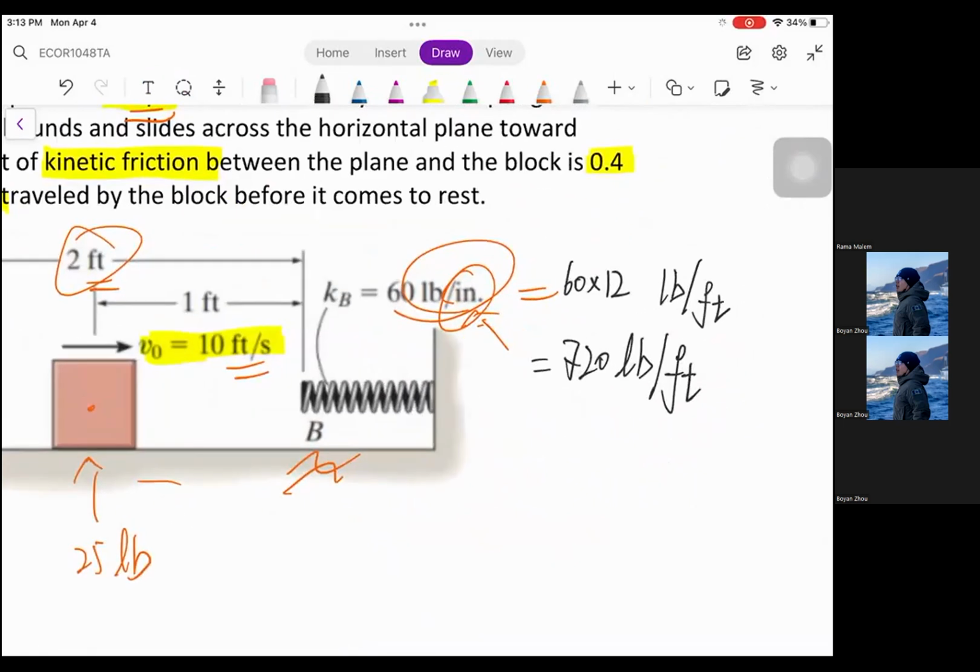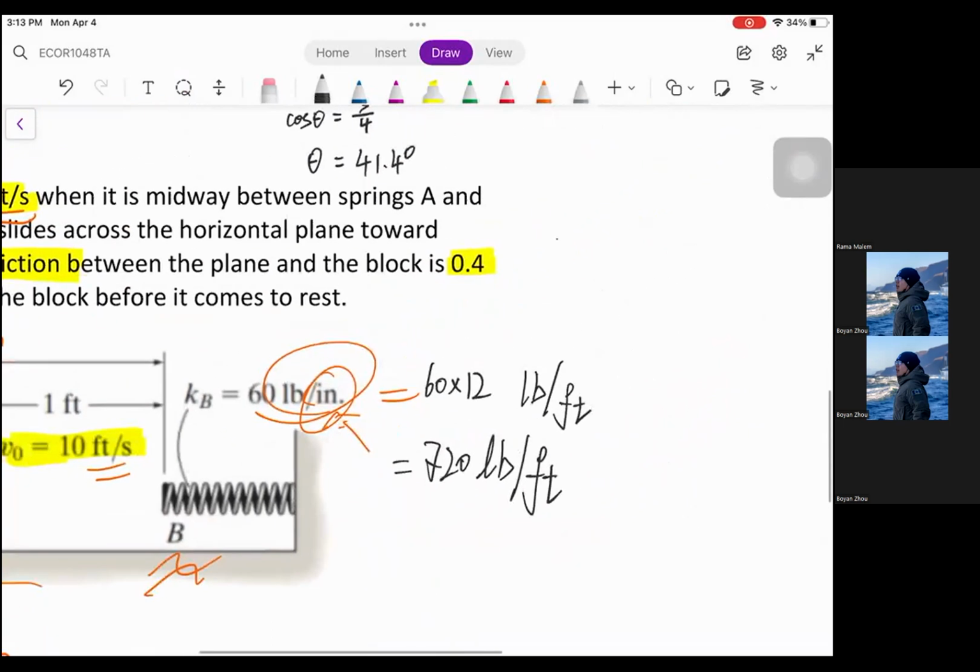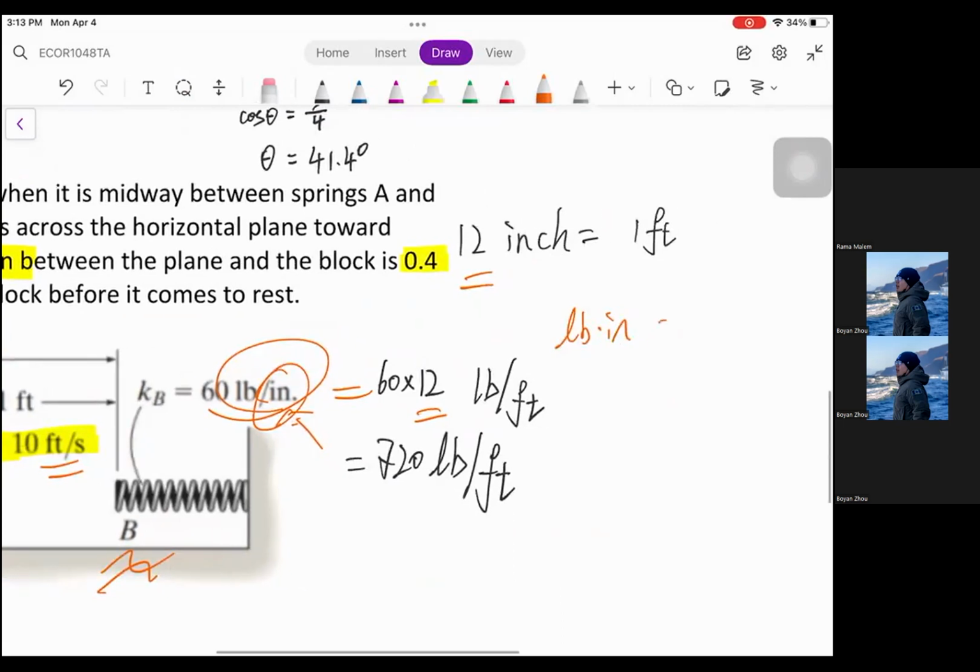For the unit conversion, you can use Google to do that. Another way is, if you know 12 inches is equal to 1 foot, so you know that the conversion is 12. So with pounds over 1 inch, essentially you just times 12. If your receiving unit is pound inch, if you want to convert pound inch to pound feet, you're going to divide by 12.